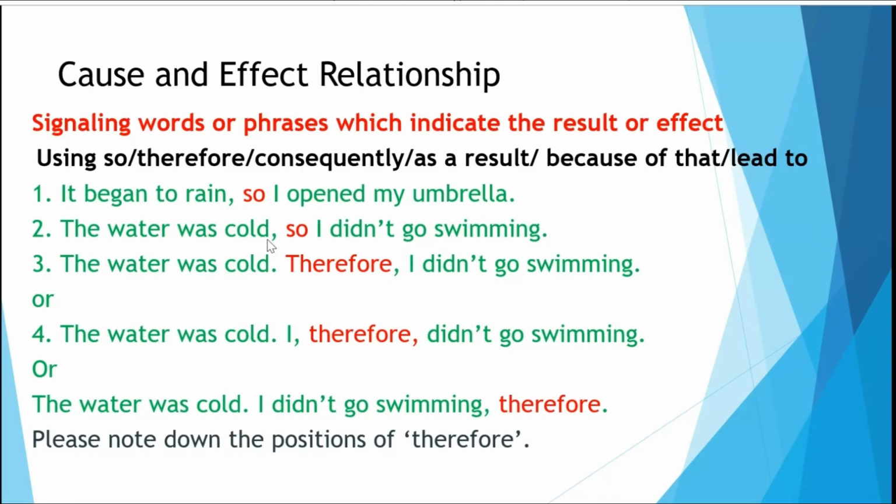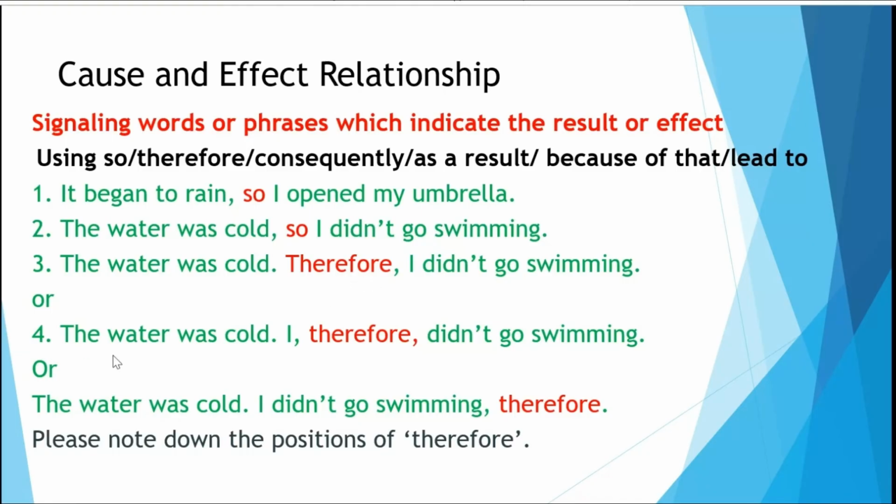The water was cold, so I didn't go swimming. Once again, it is the same thing, and before "so" you need to put a comma in these sentences. You can also express the same idea by using the word therefore, and therefore can be used in different ways. The water was cold. You put a full stop here, then Therefore starts with a capital T, "Therefore, I didn't go swimming." This is one way of using therefore.